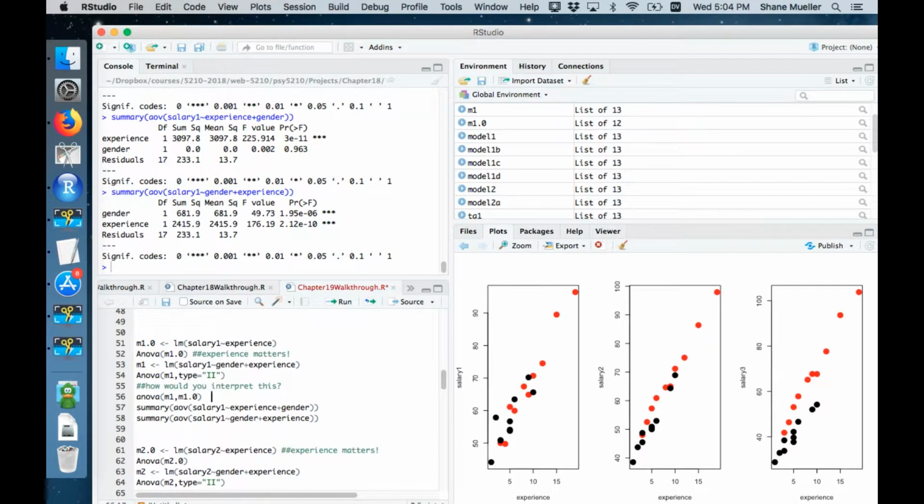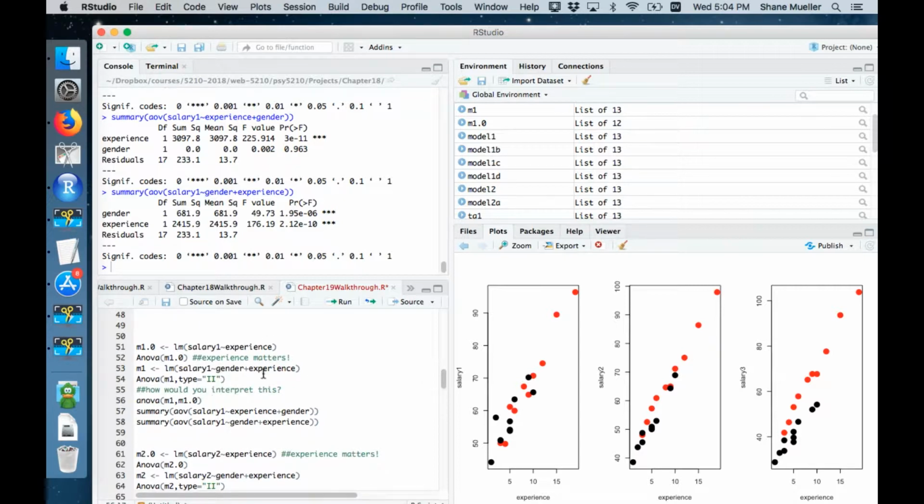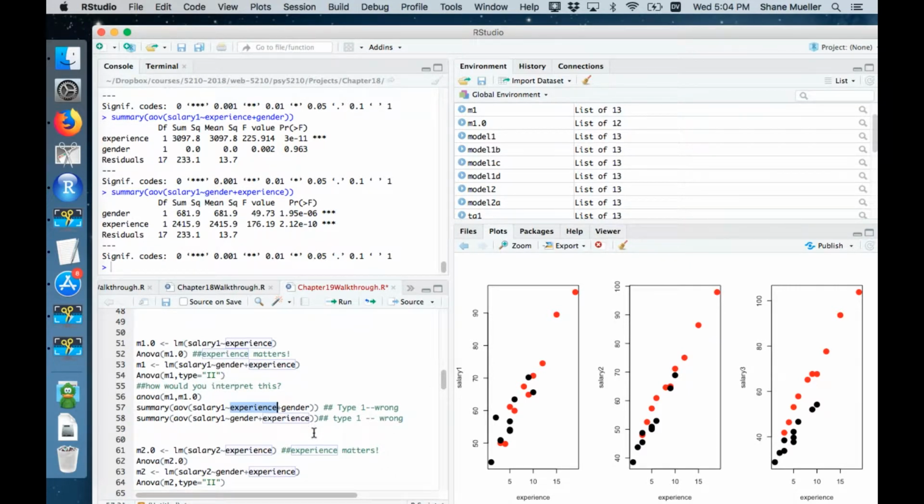Let me put a note. So we'll just call this a type 1. Really, here we're comparing experience to the intercept-only model, and then gender to the experience and gender model, or gender and experience to the experience model. And so this also probably isn't the right one to do, although it's closer to the right one.